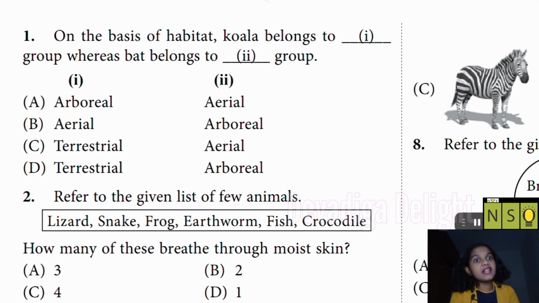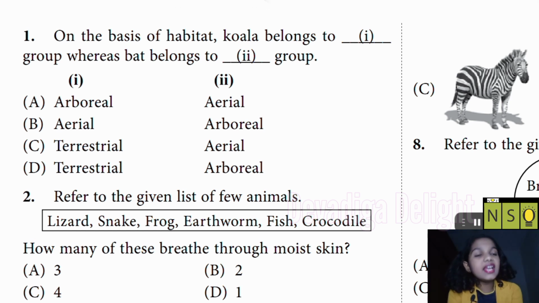On the basis of habitat, koala belongs to group 1 whereas bat belongs to group 2. We know koala, so they are asking on the basis of habitat. So let's sort out these animals by saying are they arboreal, amphibian, terrestrial, aerial, etc. So let's write them down. First one, koala, as we know, koala is arboreal. So here A, the first one is arboreal, that means A is the right answer.